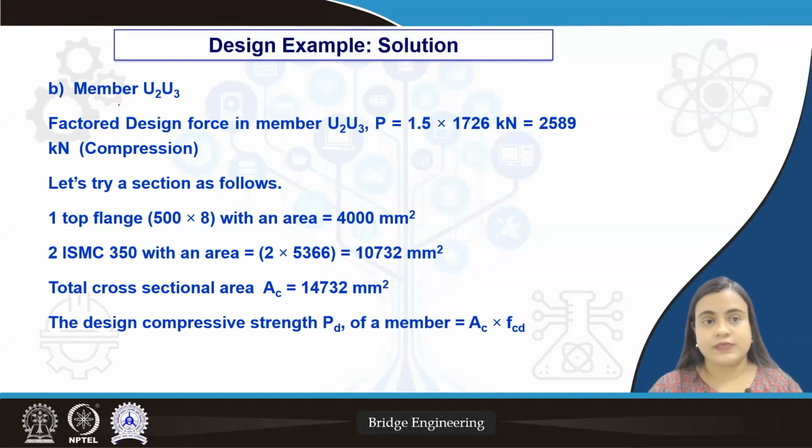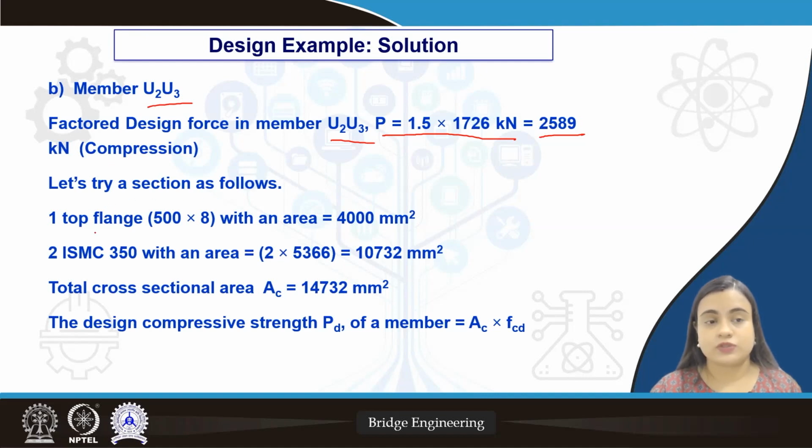Next we are going to design the top chord member U2 U3. The factored design force in member U2 U3, of compressive nature, P equals 1.5 times the loading, that is 1726 kilonewton. That turns out to be 2589 kilonewton in completion.